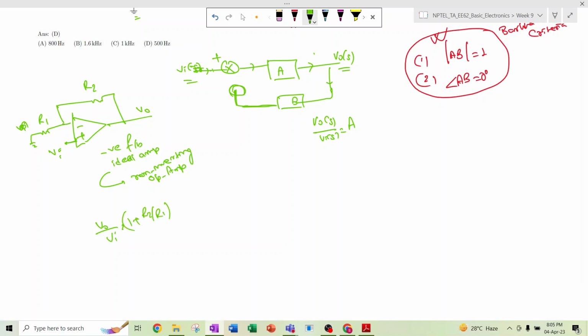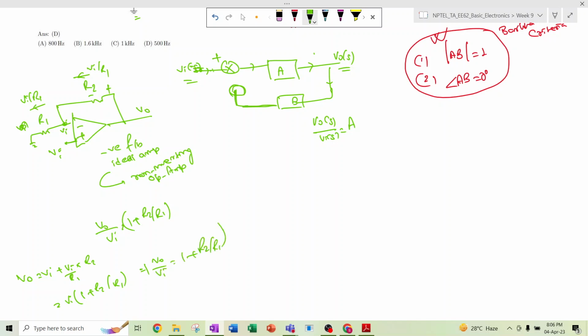How can we find it out? Here, if it is Vi, then the current flowing through this will be Vi divided by R1, and the same amount of current will flow through this. So this terminal is Vi, so VO will be Vi plus the drop, that is Vi by R1 into R2, right? If we take this common, 1 plus R2 divided by R1, that means VO divided by Vi is equal to 1 plus R2 by R1.